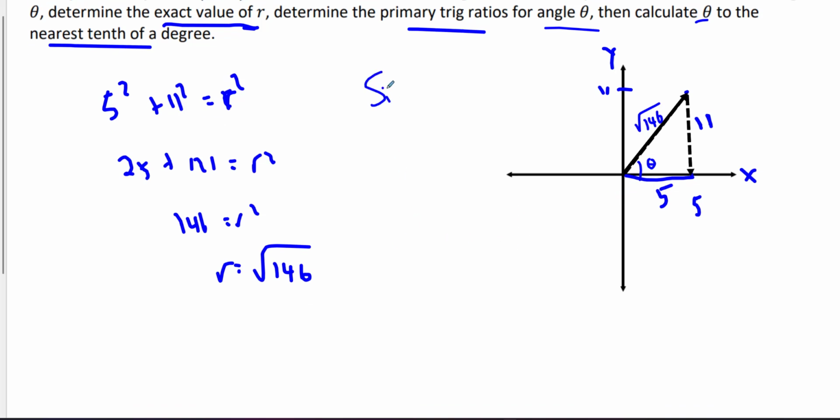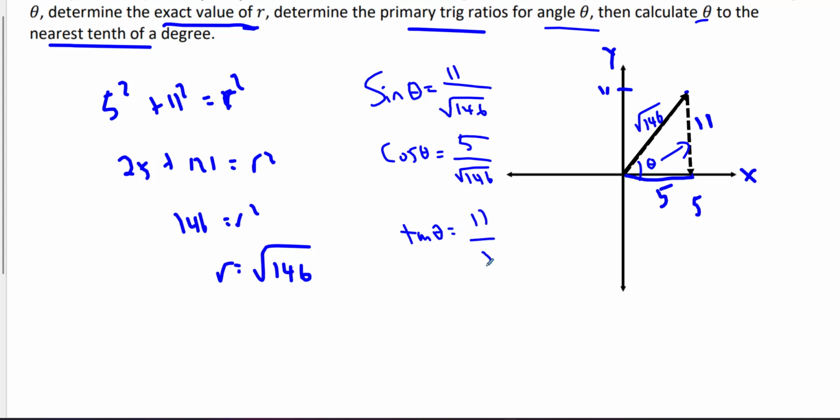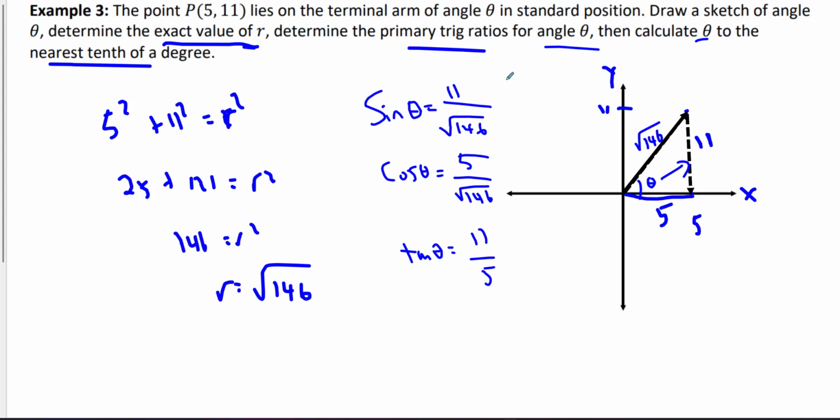sine of theta is equal to opposite, which is 11, over hypotenuse, which is square root 146. We can write cos of theta is equal to adjacent, which is 5, over hypotenuse, which is square root 146. Or we can write tan theta, which is opposite, which is 11, over adjacent, which is 5. So these are my primary trig ratios.